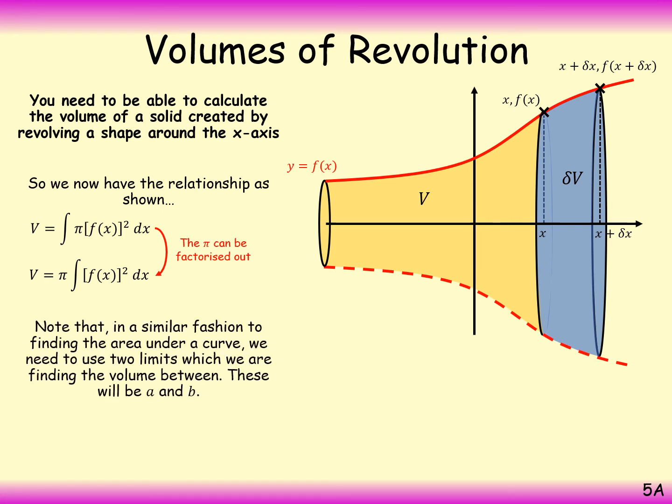And since pi is a constant, you could just take a factor of pi out. So you will see in some formula books it's actually written like this with pi outside. And a and b are your limits. So this would be the formula you see in the formula book.